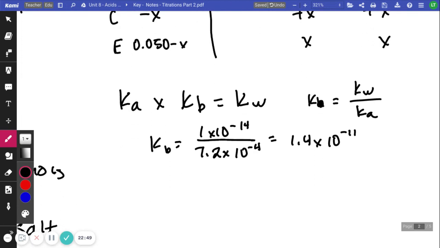All right. And then we'll plug that in as our equilibrium expression to figure out our X so that we can solve for our hydroxide ion concentration here. So our Kb is going to be equal to the concentration of HF times the concentration of hydroxide all over the concentration of fluorine.